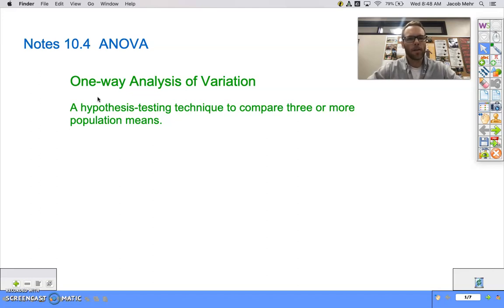What this does for us is it allows us to compare 3 or more population means, right? So think about the testing that we've done. We've done 1 sample tests. We've done 2 sample tests. What this one-way analysis of variation test is going to allow us to do is compare 3, 4, 5, or more means. And what happens is we're trying to identify if at least one of the means is different from the others.